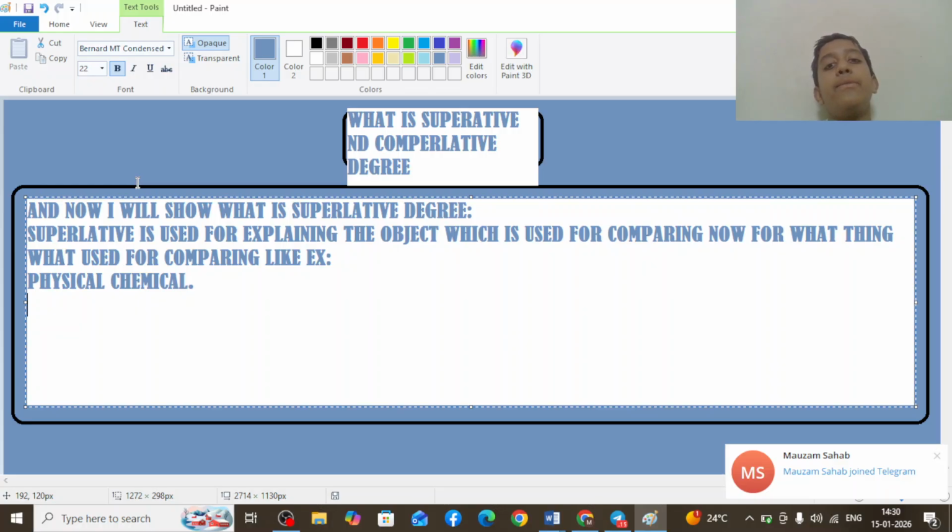And the superlative degree is used to explain and describe. So like this, comparative and superlative have differences between them. Now I have to talk about our previous class. In the previous class, what have we learned?